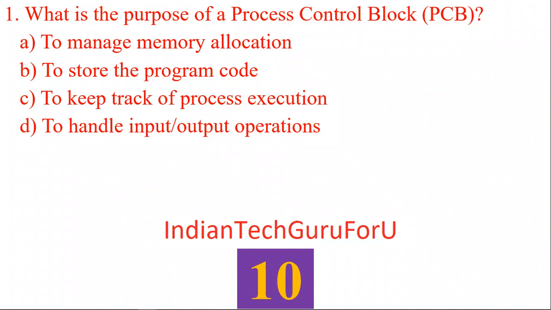1. What is the purpose of a process control block, PCB? A. To manage memory allocation. B. To store the program code. C. To keep track of process execution. D. To handle input-output operations. Your time starts now.